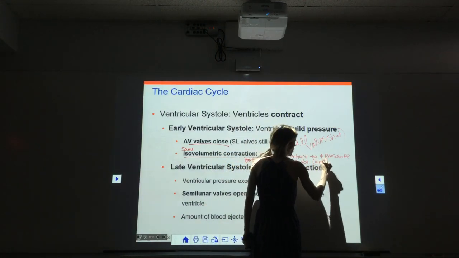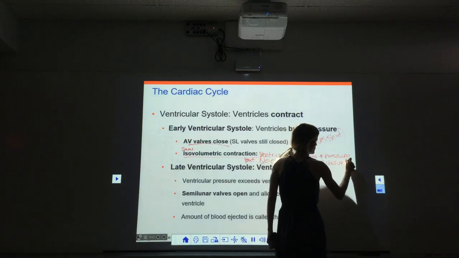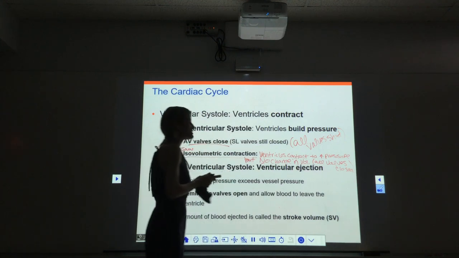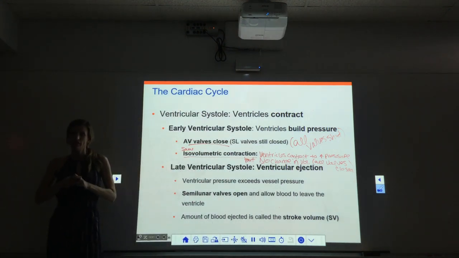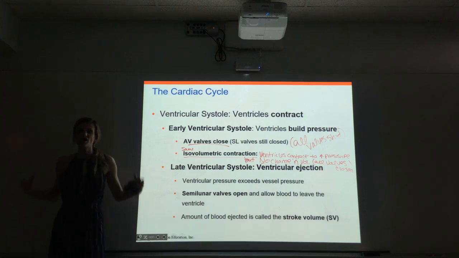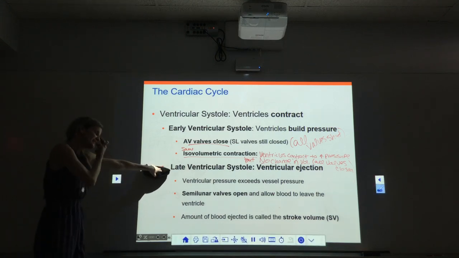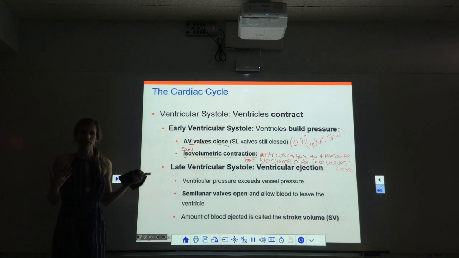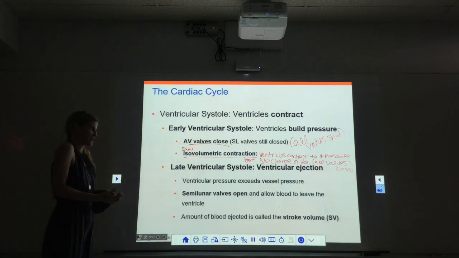Because remember, all valves are closed. So it's an isovolumetric contraction. It's contracting, it's building pressure, but all the valves are shut. We haven't opened the semilunars yet. We're not ejecting any blood, so the volume is staying the same. During the late phase of ventricular systole, that's when we actually can open those semilunar valves and eject blood. That's when the actual action is happening.